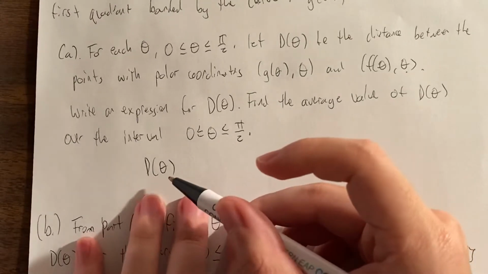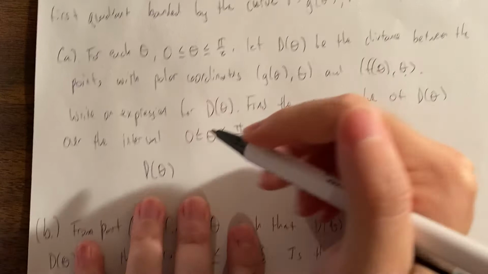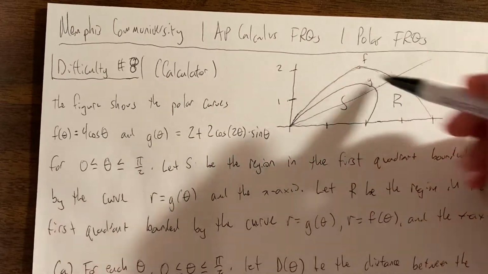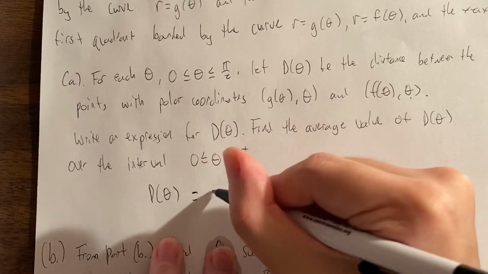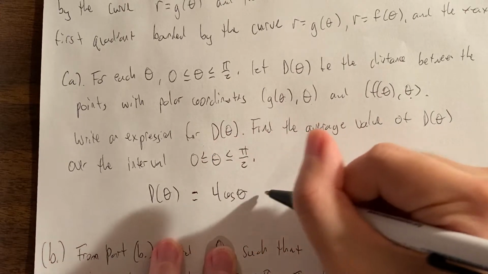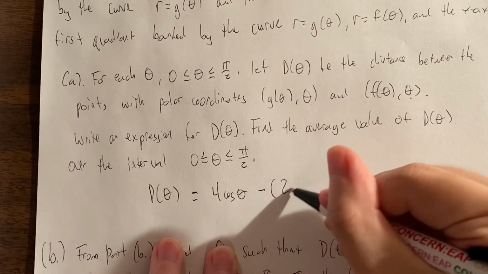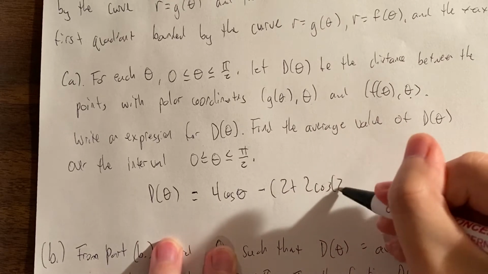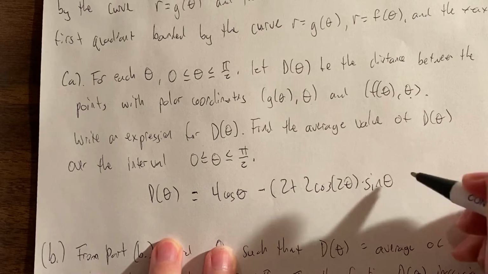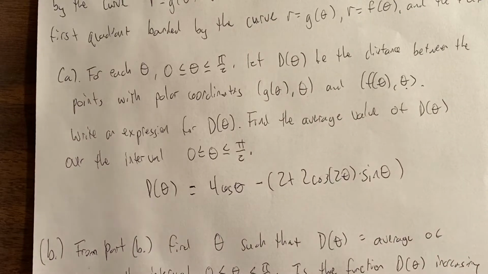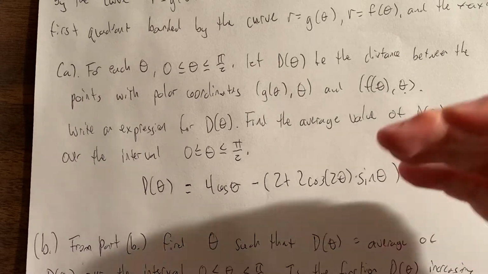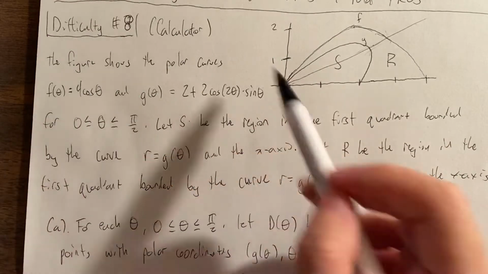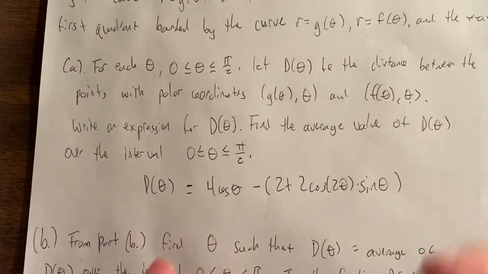So in this case, d of theta is not too bad. All it is, it's the outer one, which in this case is the semicircle, minus the inner one, being careful with parentheses, of course. So it's just 4 cosine of theta minus 2 plus 2 cosine of 2 theta times sine of theta. So this is what the distance formula is. We've done this before. The distance between the 2 polar curves is just the difference of the radii of the 2 polar curves, the outer one minus the inner one. So that wasn't too bad.